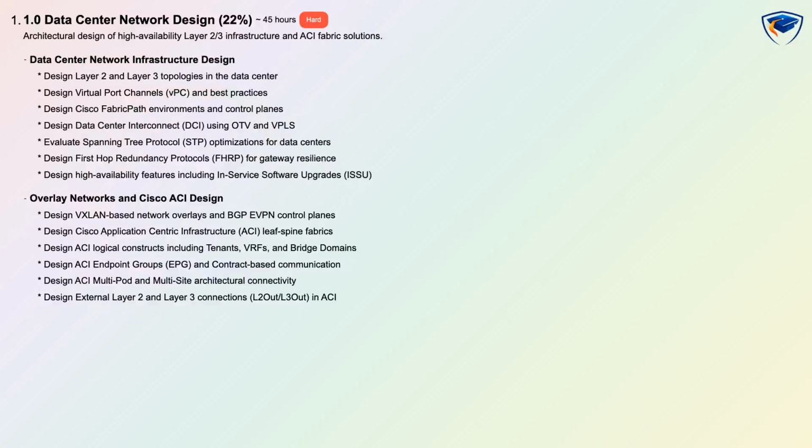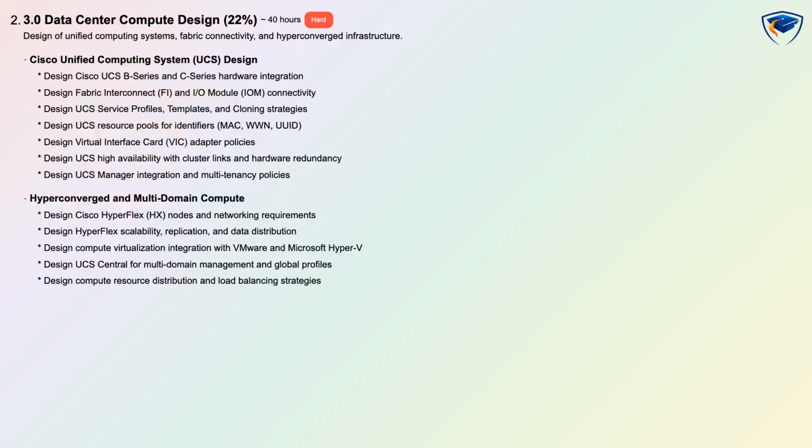Additionally, you'll study spanning tree protocol optimizations for data centers and design first-hop redundancy protocols for gateway resilience. Finally, you'll learn how to design high-availability features, including in-service software upgrades. Within the data center network design domain, you'll also learn about overlay networks and Cisco ACI design.